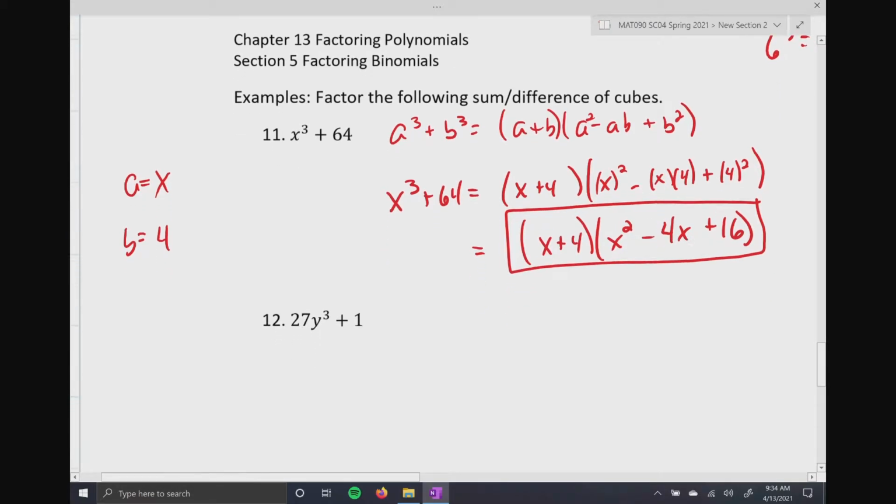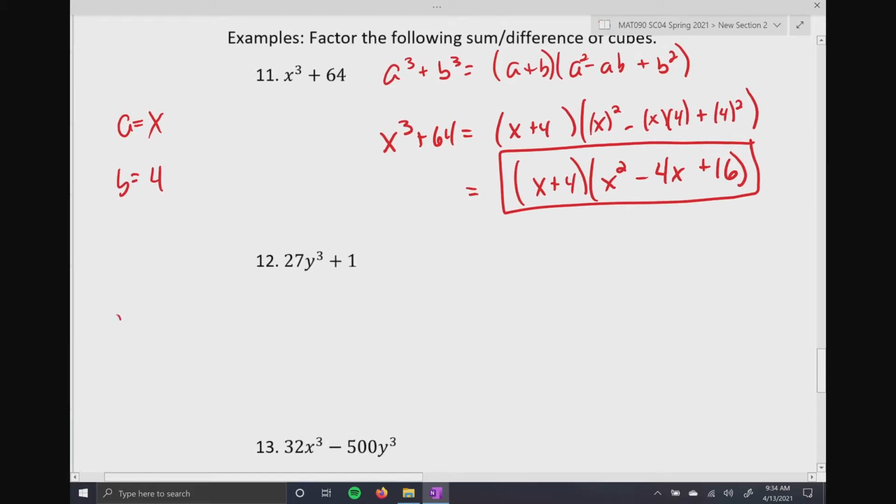All right, let's do the next one. Can somebody tell me what A is going to equal? 3, very good. Oh, it's a little bit more than that. 3 is the start of it. 3y. Good, 3y. B is going to be 1. Okay, so make sure that we see that. Remember, 3 to the third is 27. And then you got that y to the third.